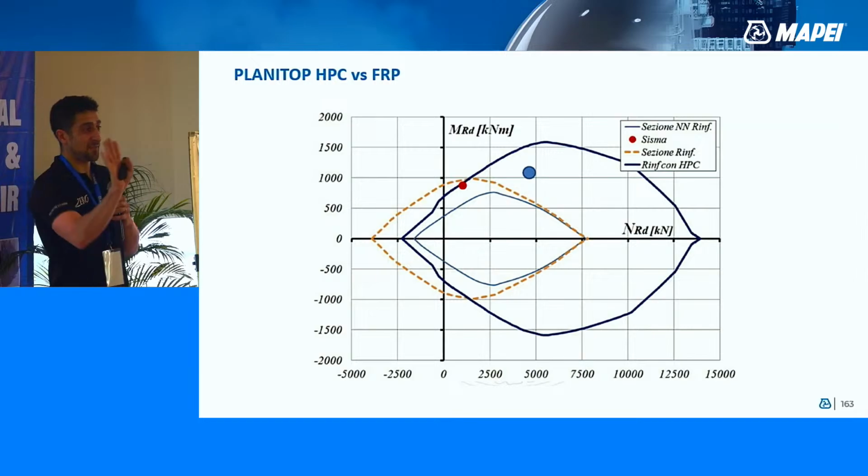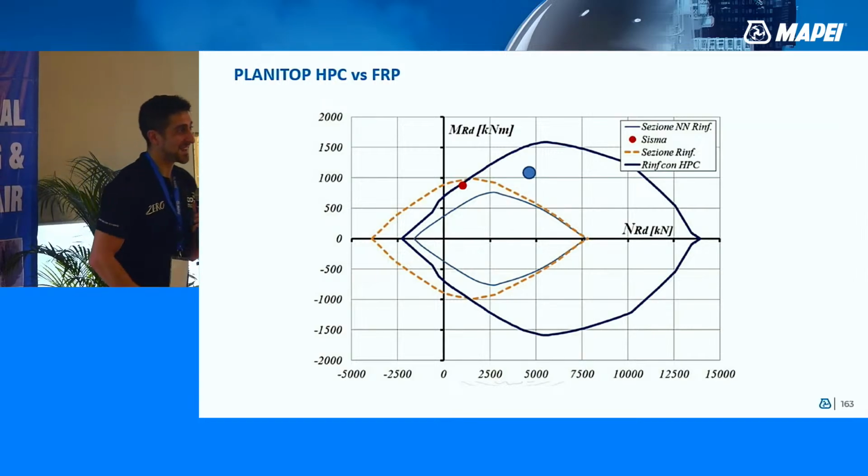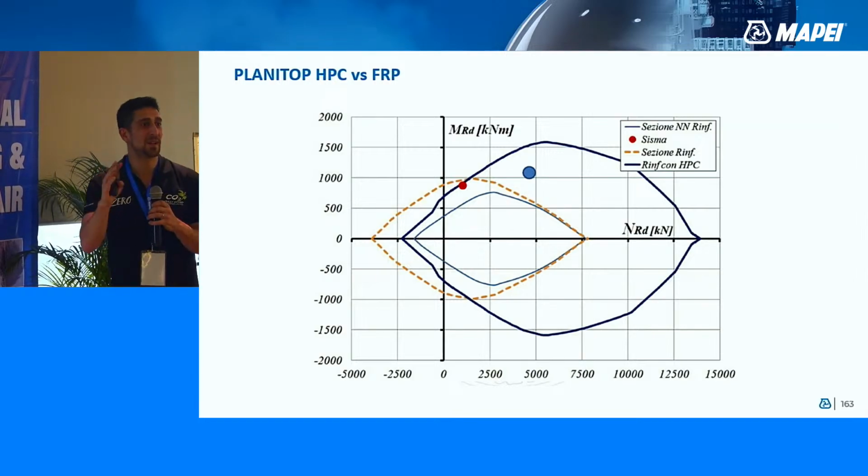So in your case, the graph is rotated at 90 degrees. Yes, but the concept at the base is the same.